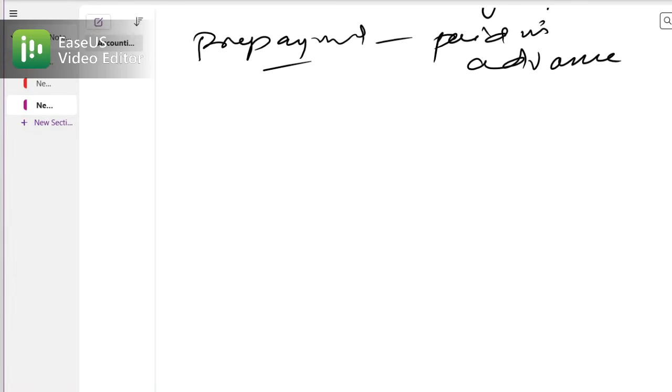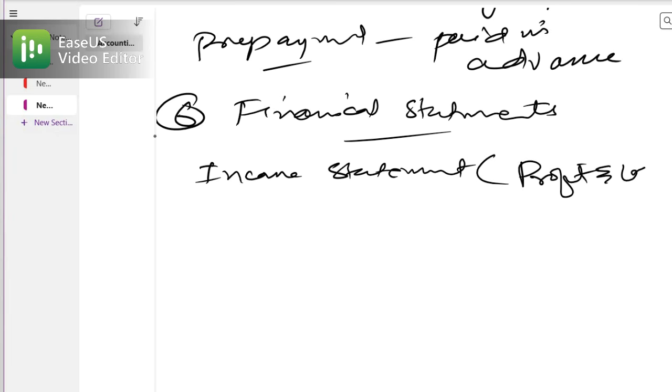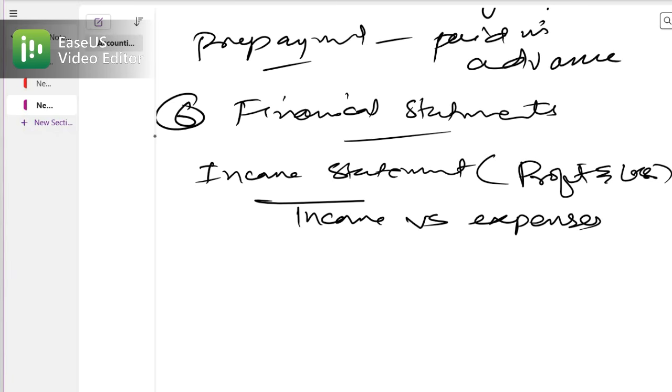And after that, step number 6 is about financials, that is your financial statements. You know that we have two main financial statements. The first one is your income statement. Fine. This statement we can also call the profit and loss statement. It shows the performance, which means your income versus your expenses. And the second statement, which is very important, is your balance sheet.